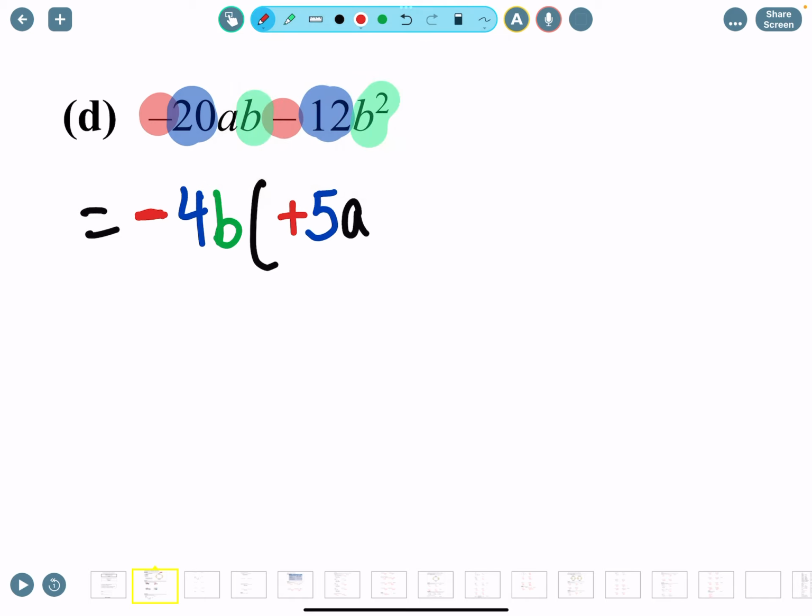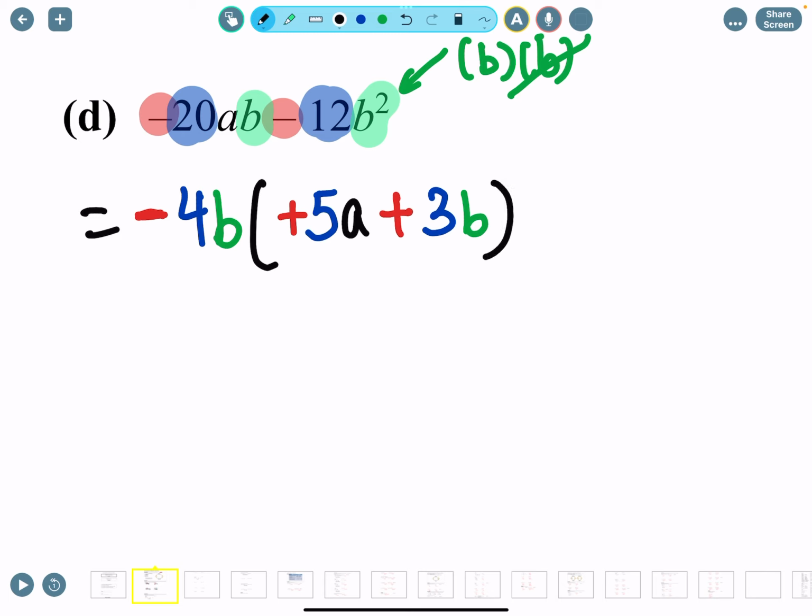Moving on, there is a minus. We factorize a minus, so it becomes a plus now. The 12 will be divided by 4, and you get 3. So it's 3 now. And then we take away 1b out of this, because this one is basically b times b. If you take 1 away, there is still 1 left. So that's why we still have to write a single b.